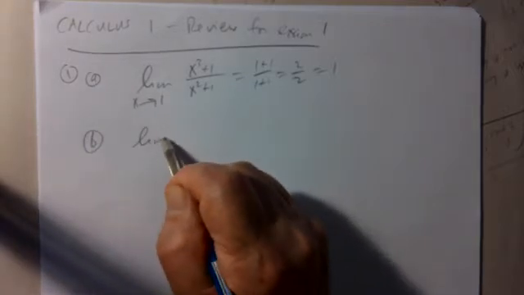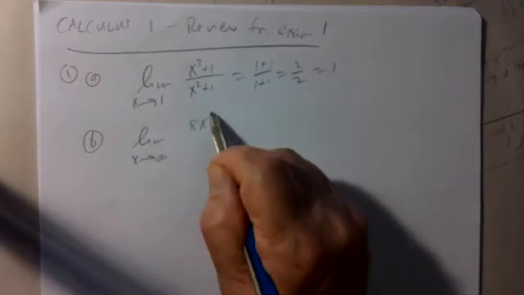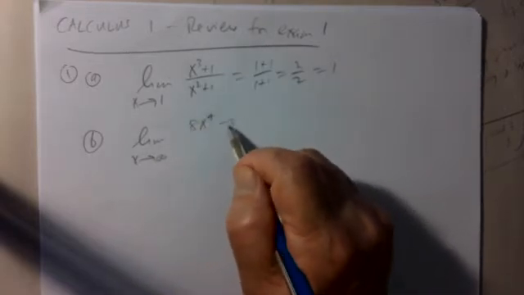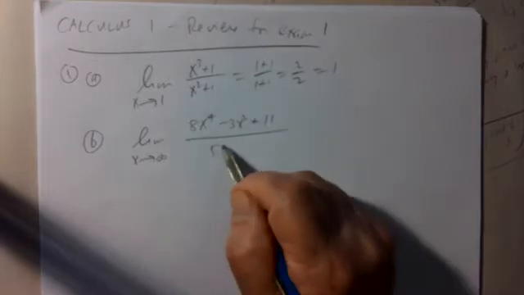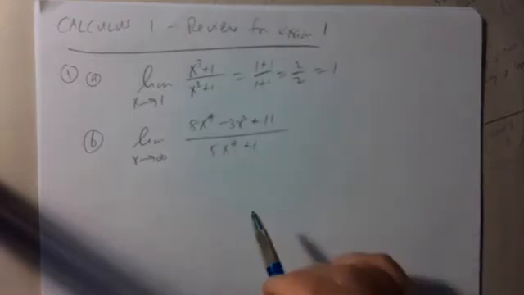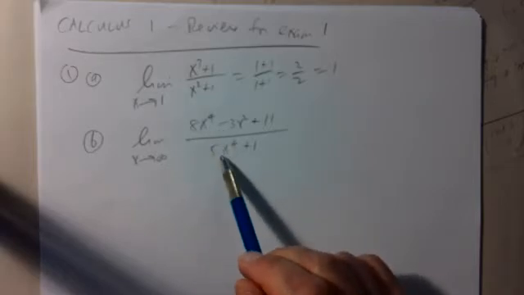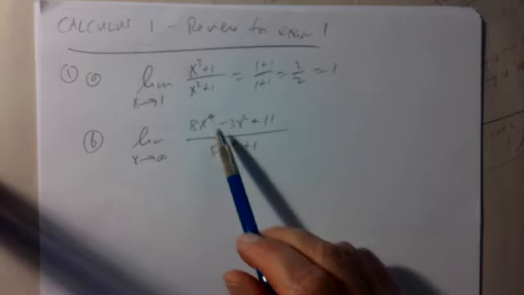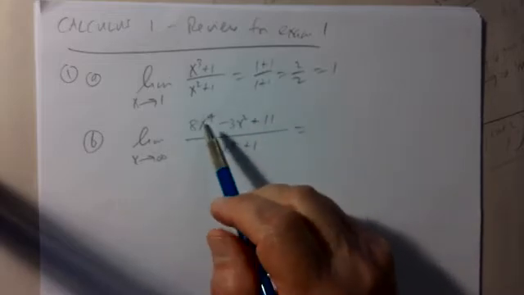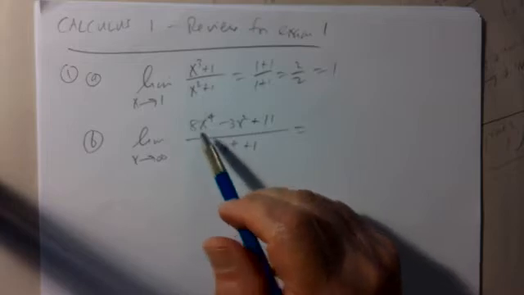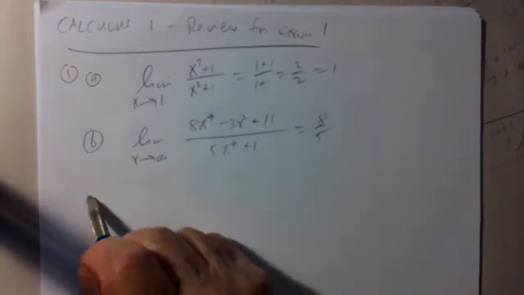B, as x goes to infinity, we have a rational function, 8x to the fourth minus 3x squared plus 11 over 5x to the fourth plus 1. And we know that when you have a rational function, if the numerator and denominator have the same degree, and in this case they both have degree 4, the limit is just the quotient of their leading coefficients, 8 over 5. That's all there is to it.